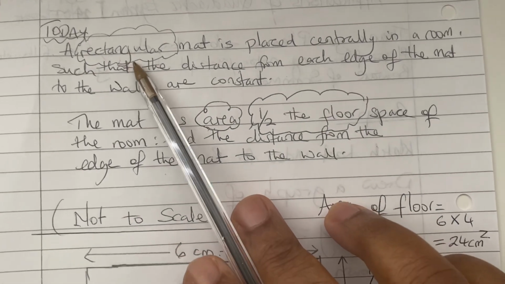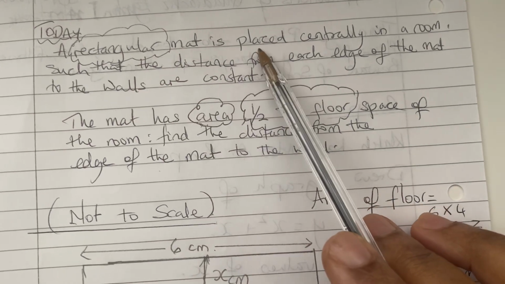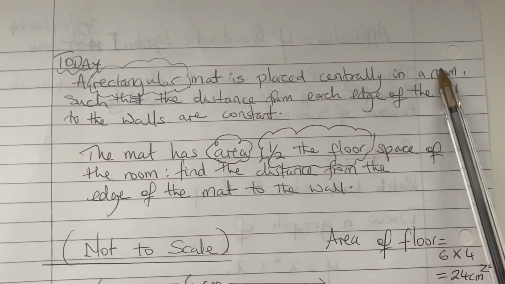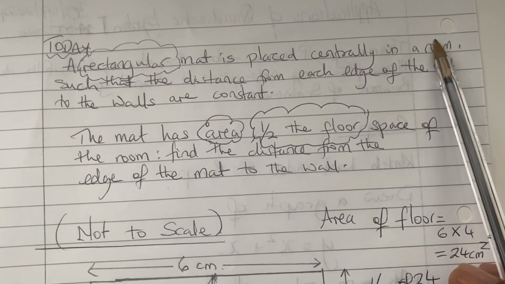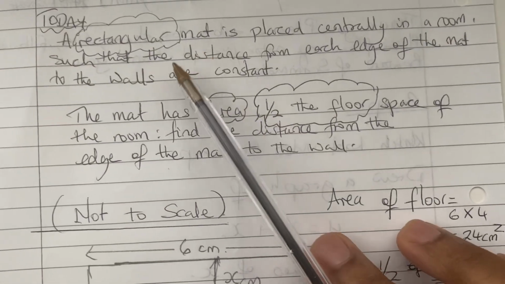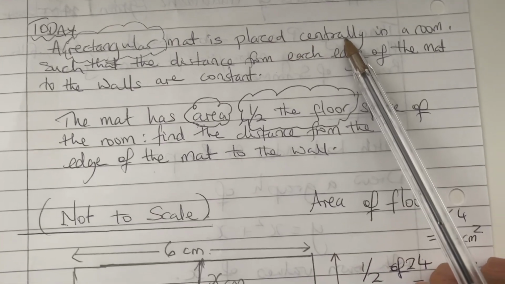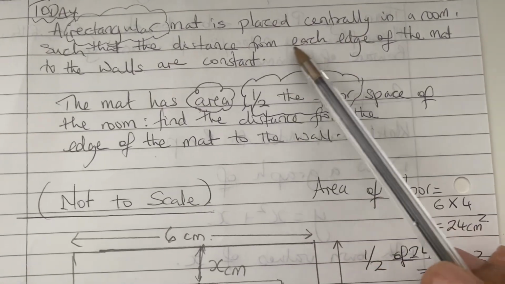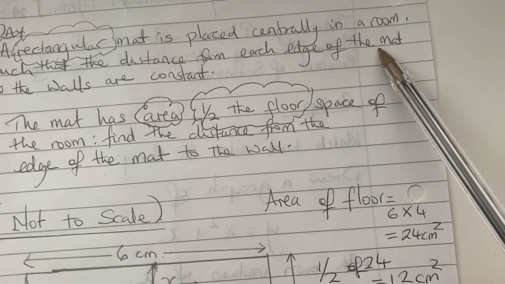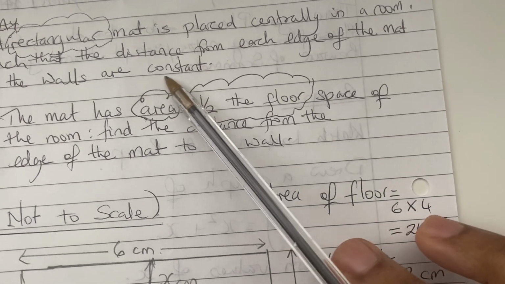Now, so today we are talking about applications. A rectangular mat is placed centrally in a room. Here too, I advise you to draw, if the diagram is not given to you. A rectangular mat is placed centrally in a room, such that the distance from each edge of the mat to the wall is constant.